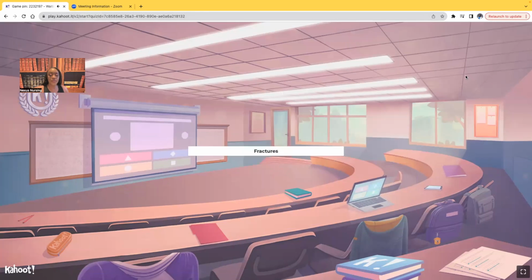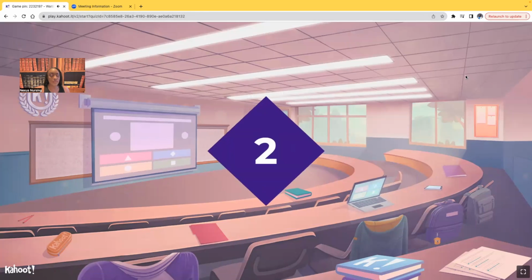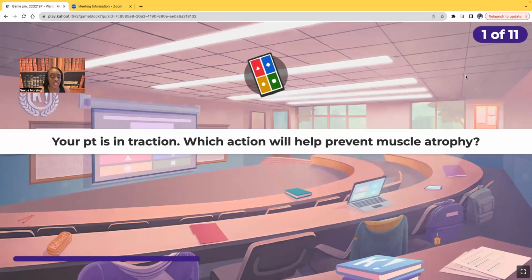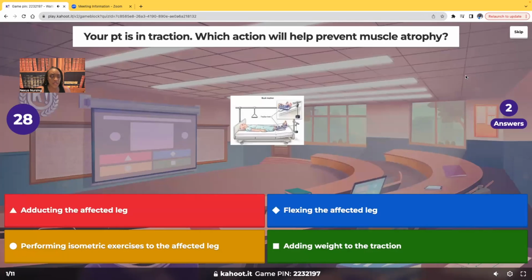Fractures. Okay, your patient is in traction. Which action will help prevent muscle atrophy? Is it adducting the affected leg, flexing the affected leg, performing isometric exercises to the affected leg, or adding weight to the traction? Your patient is in traction. What's going to help prevent muscle atrophy? What do you guys think?